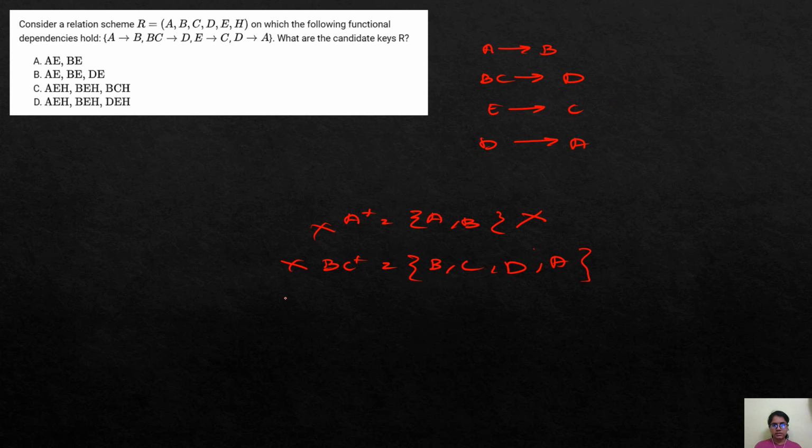Let's check for E. So E, C, and can we derive anything from C and E? No, we can't. So this is also not a CK. And from D, if we see, D, A, and from A we can derive B, but we can't derive anything else from here. So this is also not a CK. So what is the CK? Everything we checked is not one, so for the CK, we have to make the combinations now.